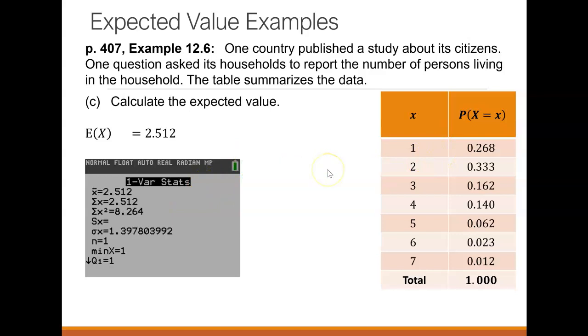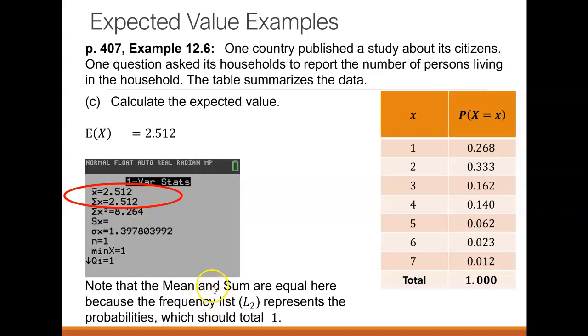But now I just run my one variable stats and I notice that the mean and the sum are the same, which should be the case if we have a probability model. So we got the same value, right? That was a little bit quicker. Again, if these two are not the same and you're using a probability model, it means that you have made a typo because those two numbers should be the same. The mean and the sum of the x's.